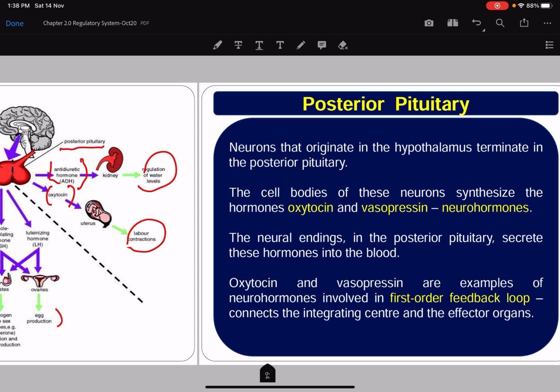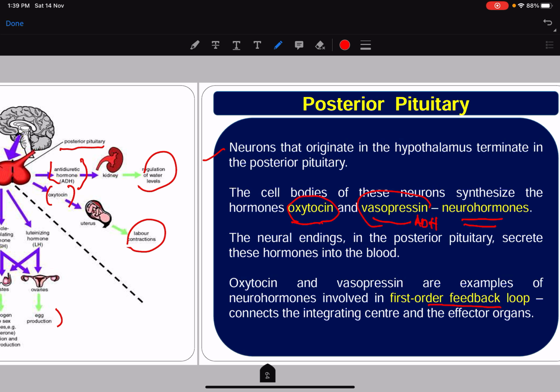So basically this is an explanation of the posterior pituitary, what it does, what the posterior pituitary secretes. I think the most important concept for this slide is the first order feedback loop. Neurons that originate in the hypothalamus terminate in the posterior pituitary. The cell bodies of these neurons synthesize oxytocin and vasopressin, ADH. So oxytocin and ADH are also called neurohormones.